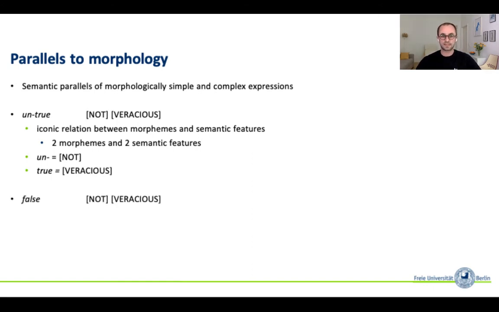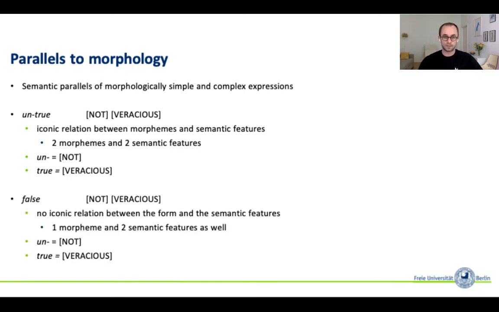At the same time, there is a synonym for untrue, which would be false. Again, the word false would have the same semantic features because it has the same meaning as untrue. But there is not this iconic relation between the form and the semantic features, because there is just one morpheme but two semantic features, right? So we see that there are two features, which might be, but not necessarily are, always represented by two different morphemes.